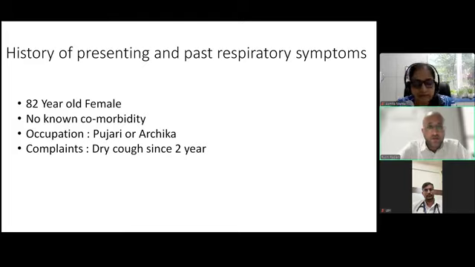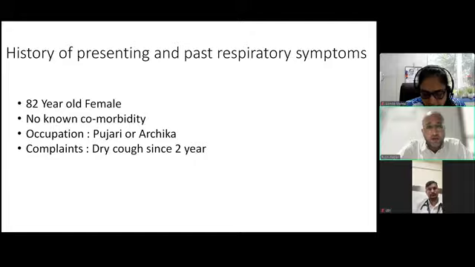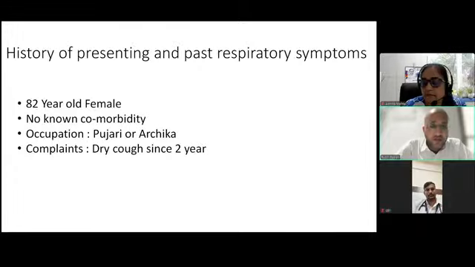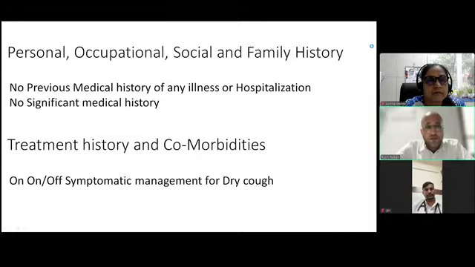Good evening, everyone. I'll start with the history of the patient. She is an 82-year-old female, previously no known comorbidity. Occupation-wise, she is a pujari and archika staying in the temple for a couple of years. She had only the complaint of dry cough since 2 years, which is on and off, and she is taking some medication for it. No previous hospitalization or major illness. Only history she had is a chronic cough, for which she is taking symptomatic management.